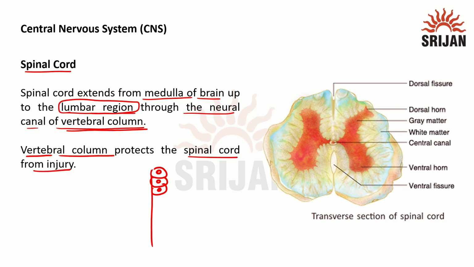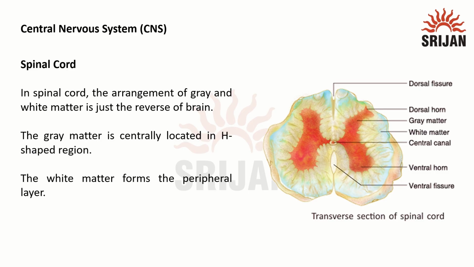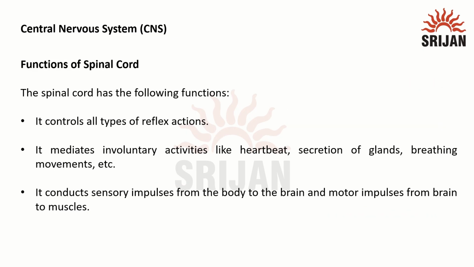If we observe a section of the spinal cord, we can see it forms an H-shaped structure in the middle. The arrangement of gray and white matter is different in the spinal cord. In the brain, we saw that the gray matter is on the outside and the white matter is on the inside. In the spinal cord, it is opposite. The gray matter is in the centrally located part, which is the H-shaped region, and the white matter forms the peripheral layer.